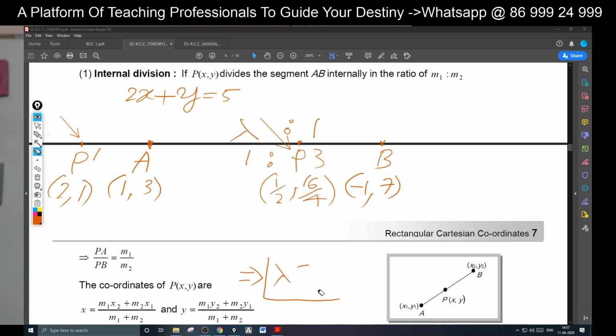Without taking all this, you remember that the ratio is minus 1 by 2. Don't forget that. So, whatever the point is there, 2, 1. And the point which divides the line segment is to be taken as x, y. Remember. And the line segment is to be taken as x1, y1, x2, y2.